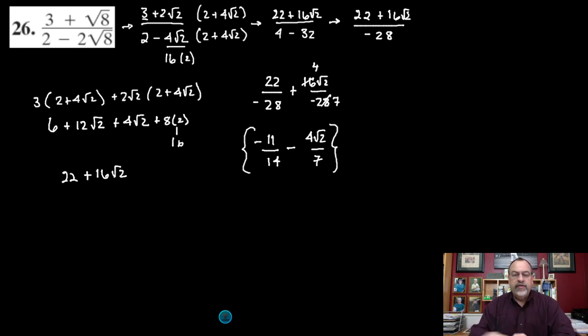Okay, so again, I don't think there's anything overly complicated about what we're doing. The advanced algebra aspect of this is, in order to divide these binomial radical expressions, we simply multiply numerator and denominator by the conjugate of the denominator. Everything else after that is just an application of the mathematical arithmetic skills that we already know: the distributive property, and then adding like terms.